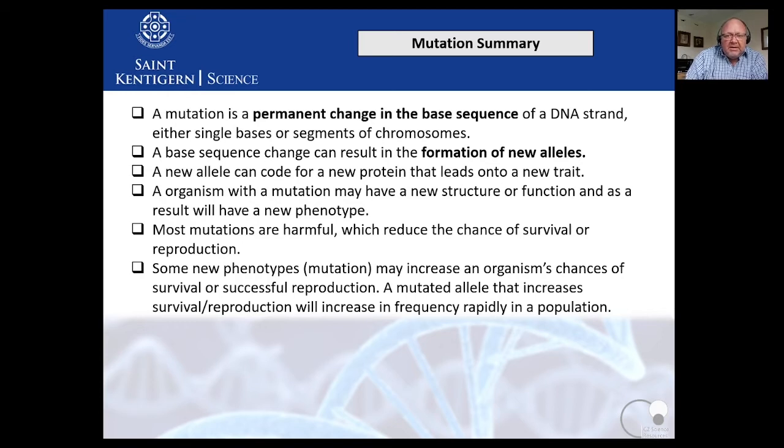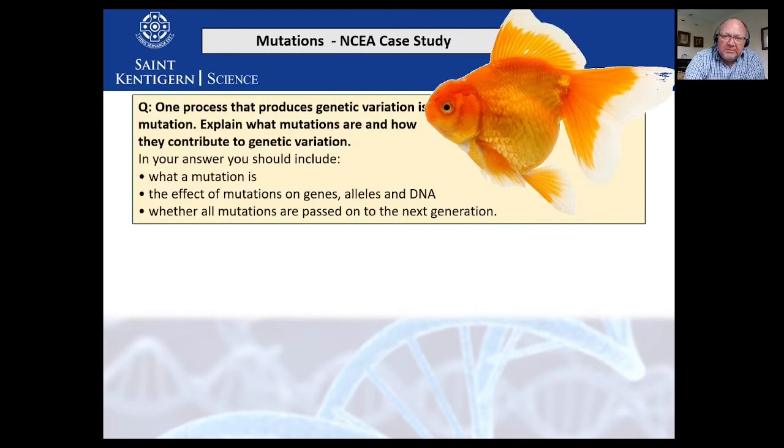A new allele can code for a new protein that leads to a new trait or phenotype, and an organism with a mutation may have a new structure or function as a result of that phenotype. Most mutations are harmful, which reduces the chance of survival and reproduction, and some new phenotypes may increase the organism's chances of survival or sexual reproduction. A mutated allele that increases this will increase in frequency very quickly in the population.